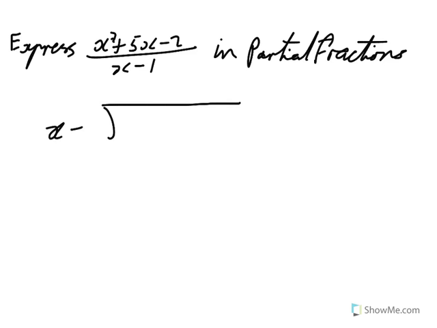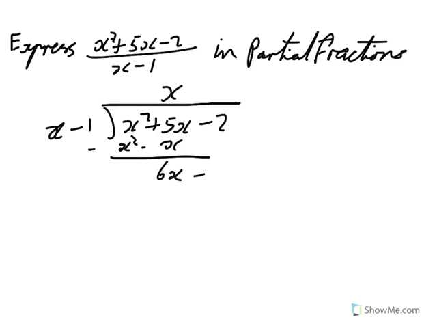So x take 1 into x squared plus 5x take 2. So x times x gives us the x squared, so we've got x squared take x, subtracting that, 6x take 2. x times 6 gives us 6x take 12, subtracting that, we get 10. What am I talking about? It's not right, is it? It's minus 6. So when we take that, we get 4.